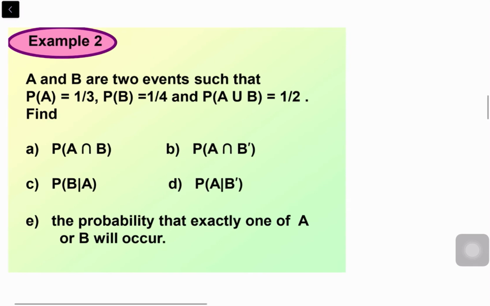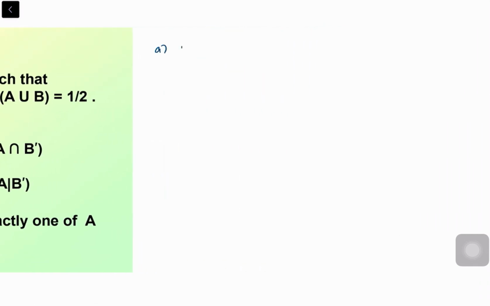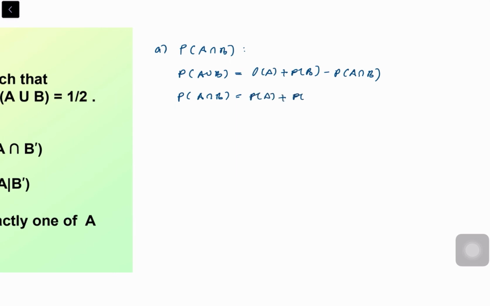Let's start answering the first one, which is A. We are looking for the probability of A intersect B. To find this, we use the formula for A union B, which equals P(A) plus P(B) minus the probability of A intersect B. By rearranging, A intersect B equals P(A) plus P(B) minus P(A union B). Putting in all the values, we have 1 over 3 plus 1 over 4 minus a half, which is equivalent to 1 over 12.